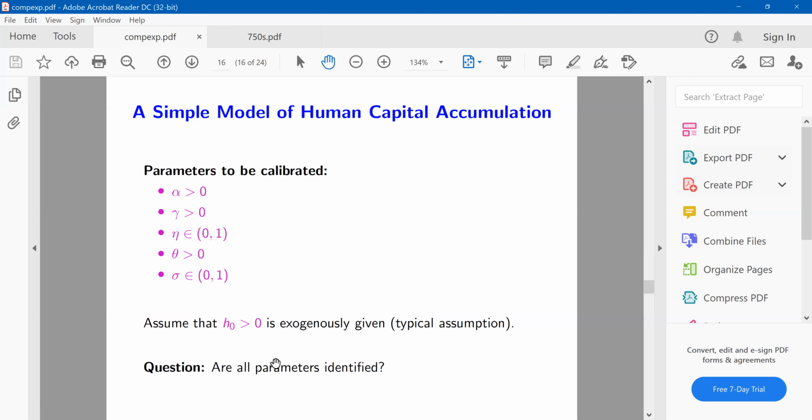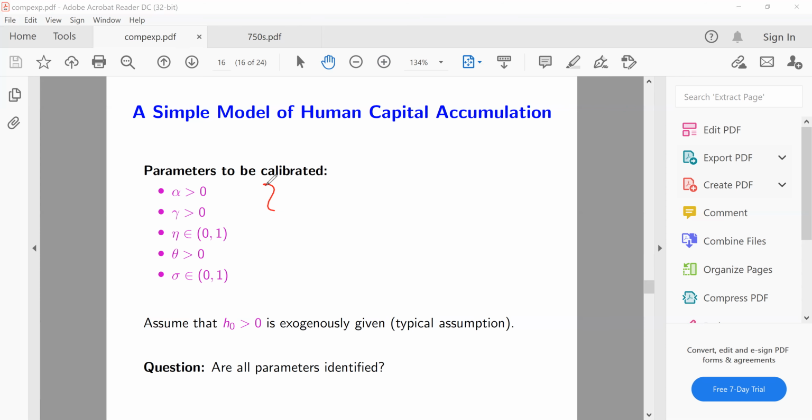Now, the fundamental question here is this: are all these parameters identified? Identification here means whether I can learn the values of parameters by using the solution of the model, the values for endogenous variables and the values for exogenous variables. So identification in that particular sense means whether I can actually come up with alpha, gamma, eta, theta, and sigma, okay, using data and the model solution.